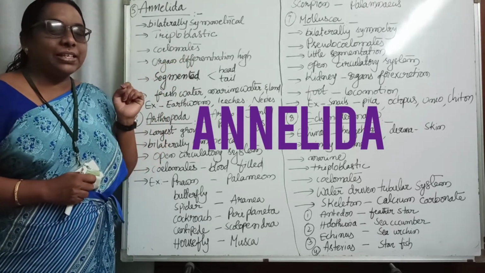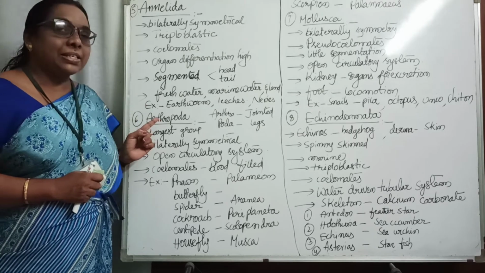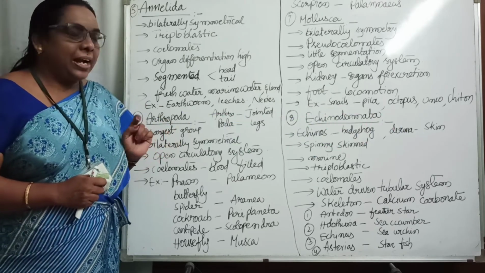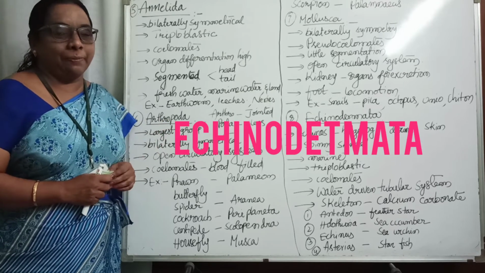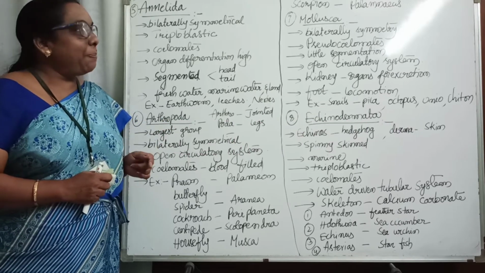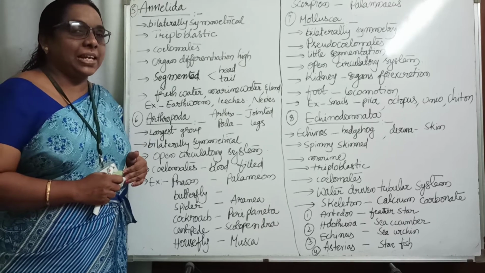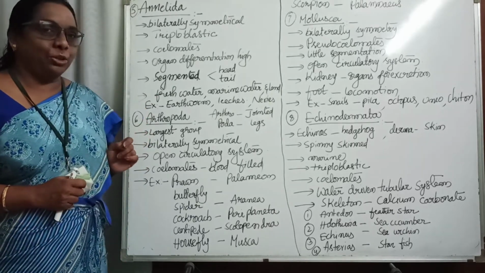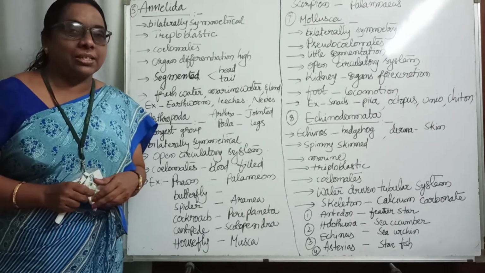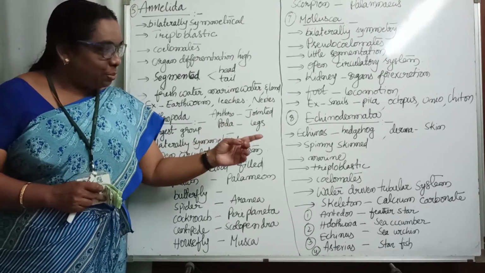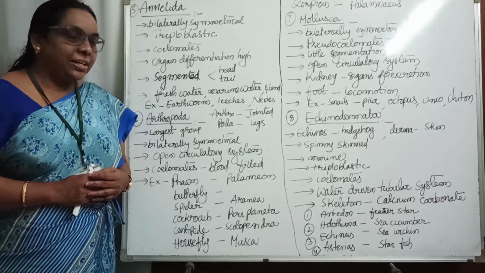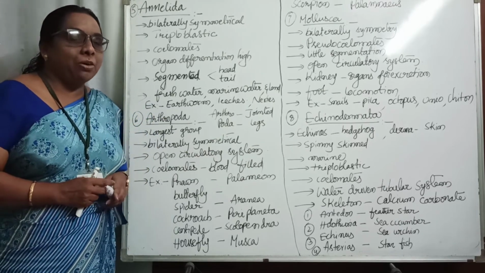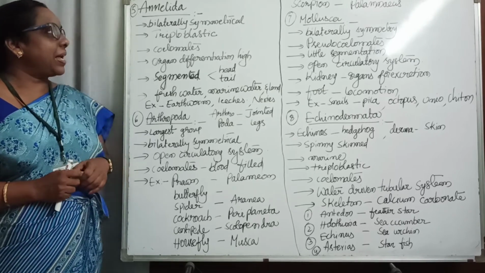Annelida, the sixth is Arthropoda, the seventh is Mollusca, and the eighth is Echinodermata. Okay, let me repeat what we are going to study in today's class. The fifth phylum is Annelida, the sixth is Arthropoda, the seventh is Mollusca, and the eighth is Echinodermata. Okay, children, let me explain the fifth phylum, Annelida.